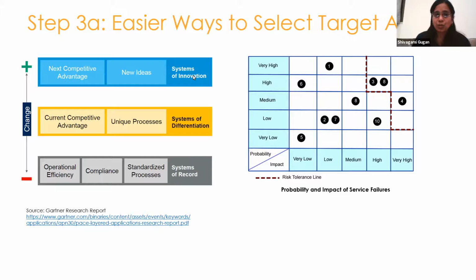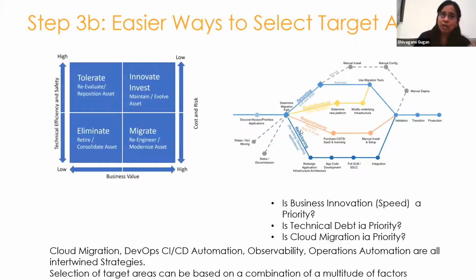Targets can be your systems of innovation. So this is Gartner's model: a system of differentiation. You may not want to touch the system of record. The other way is to look at where you have a lot of pain. You can have your crown jewel applications, your tier 1, tier 2, tier 3 applications, which are the applications where there are lots of defects, and then impact based on service failures is also another area for you to select the SREs.